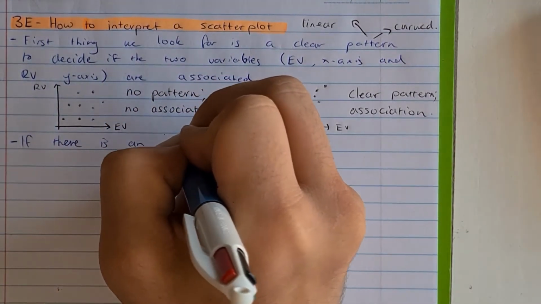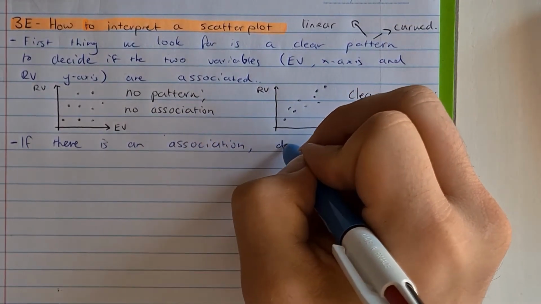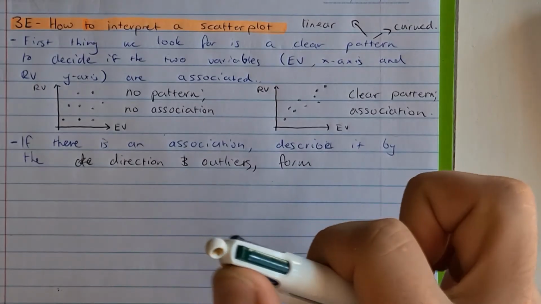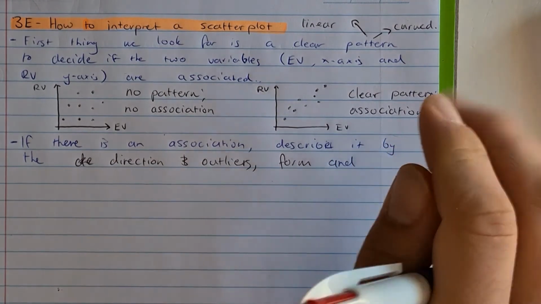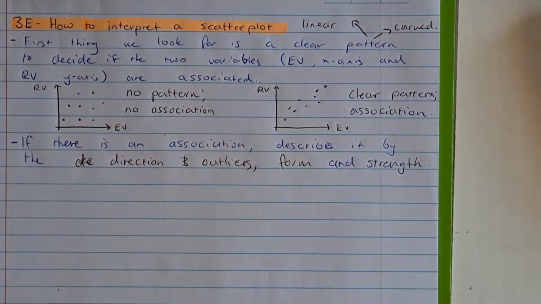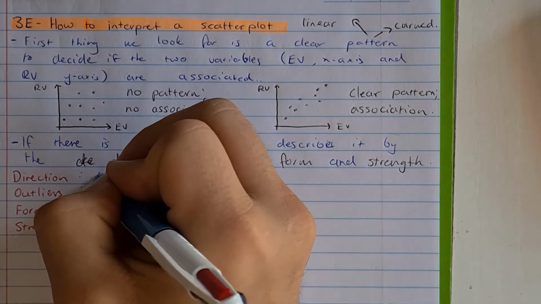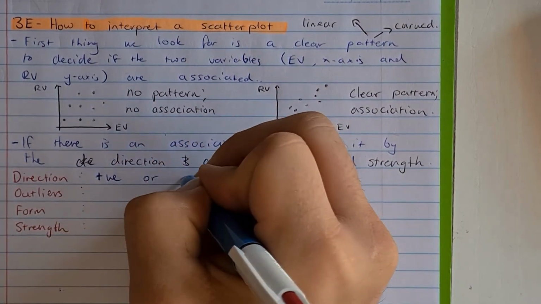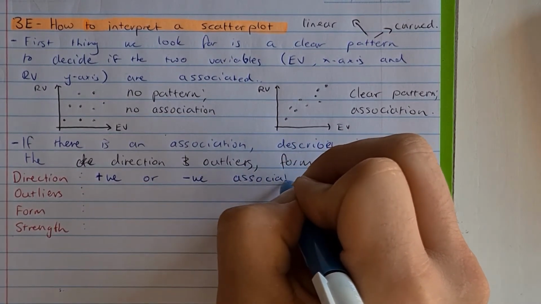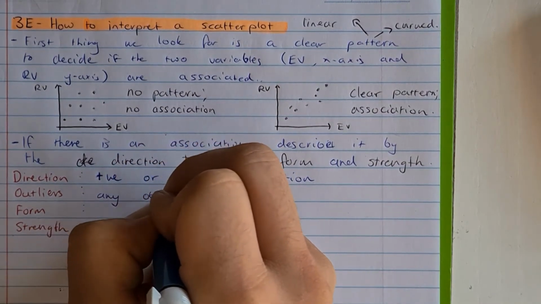If there is an association, we can describe it by looking for the direction and outliers, the form and strength. Let's look at how we would define these ones. So the direction, you're either going to have a positive or a negative association, which is like the gradient of the scatter plot. Outliers, you're just stating any obvious outliers.